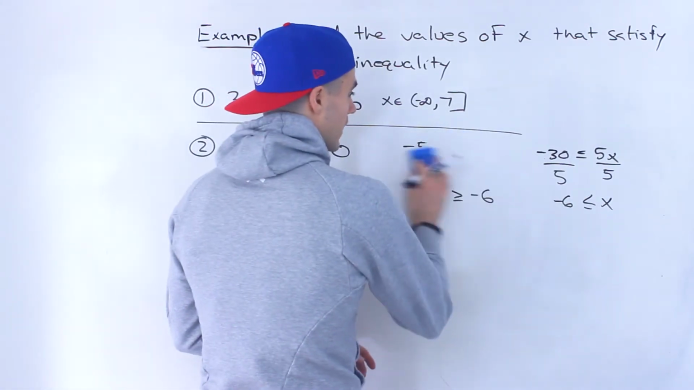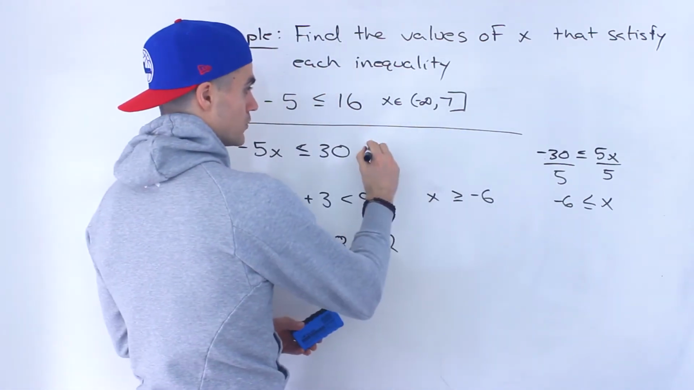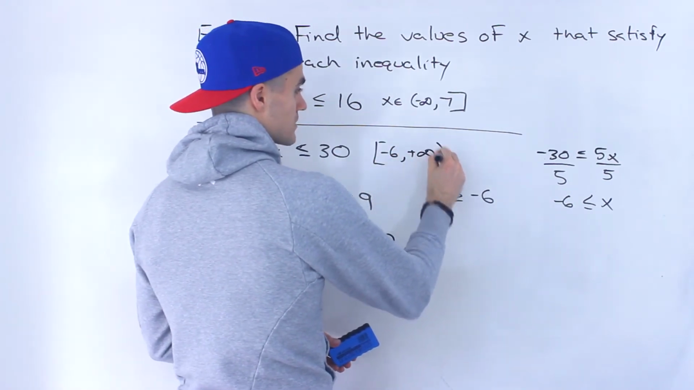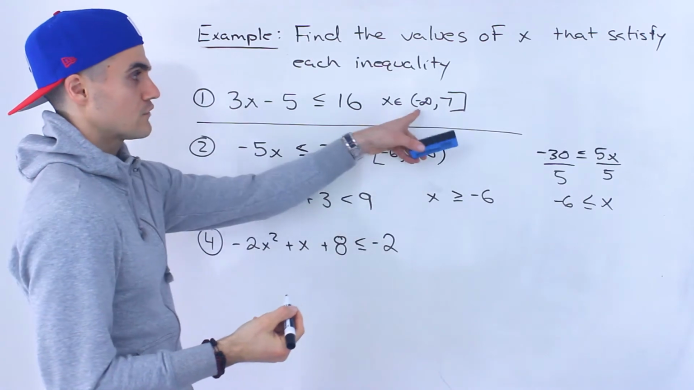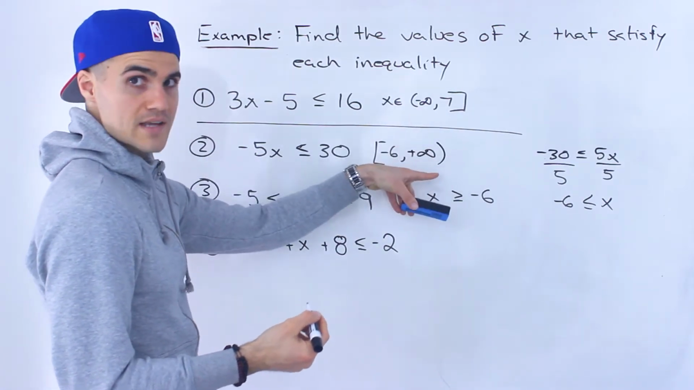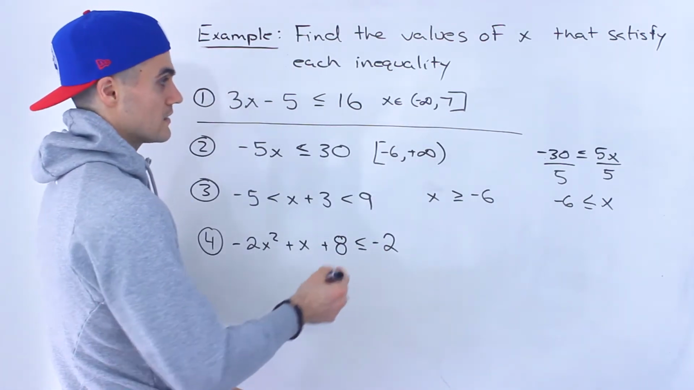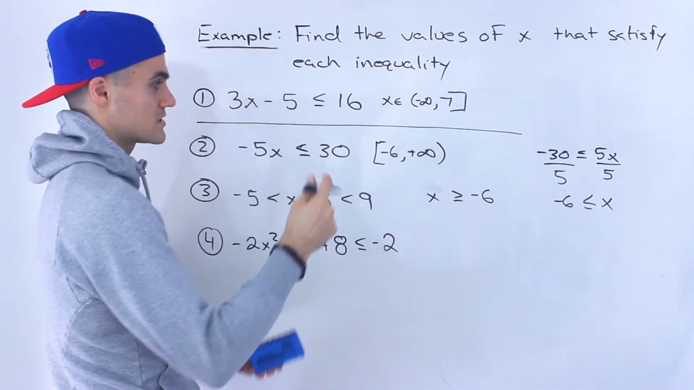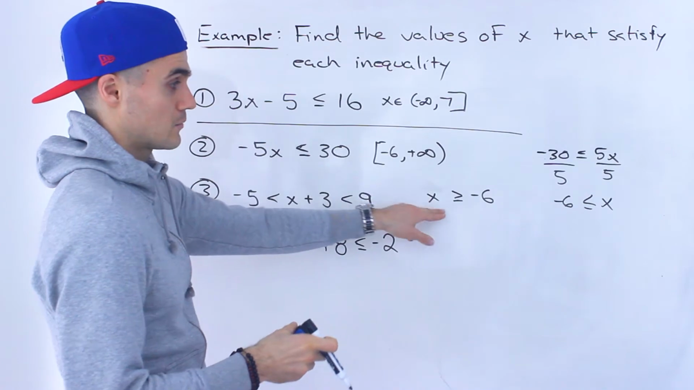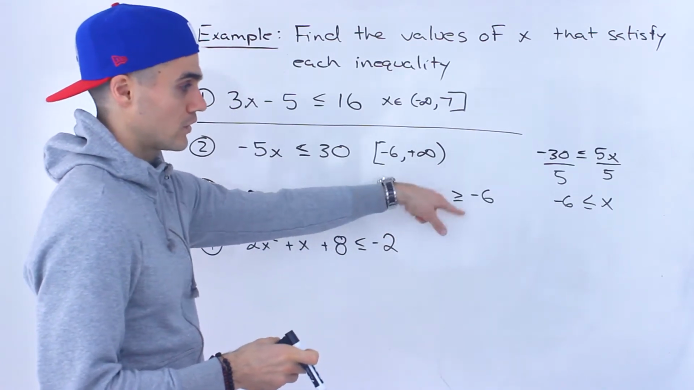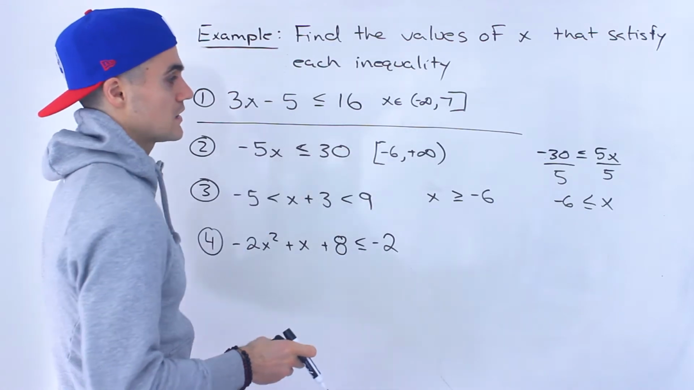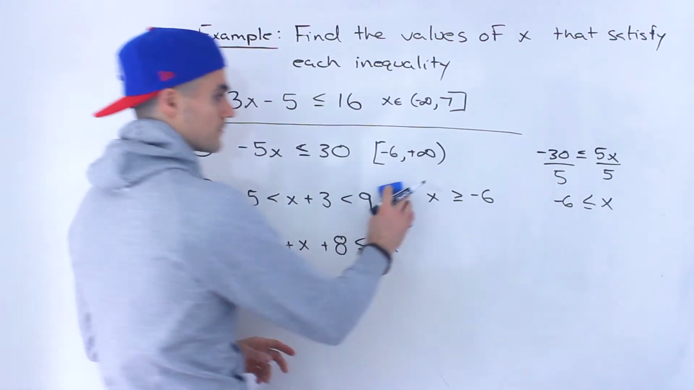Another way to represent that would be from negative 6 to positive infinity. Remember, negative infinity and positive infinity always have circle brackets. The square brackets next to numbers depend on whether you're including that number, like we are here. If we weren't including it, if it was just x is greater than negative 6, this would be a circle bracket as well.